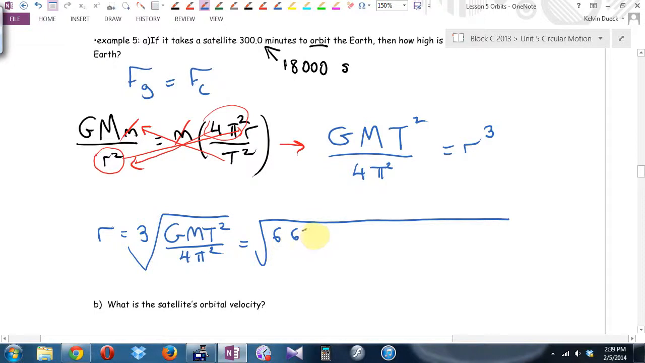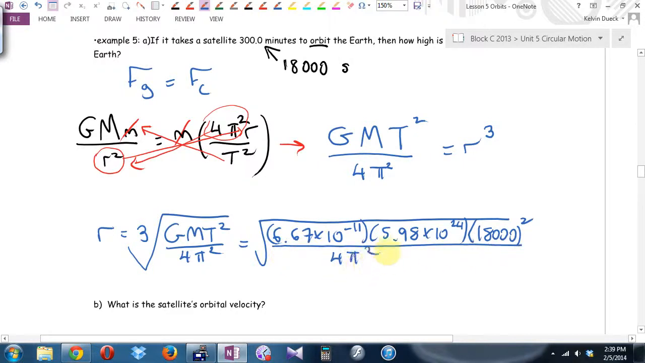6.67 times 10 to the negative 11. Mass of the Earth, 18,000 squared. What's the orbital radius? Change colors, Mr. Dueck.